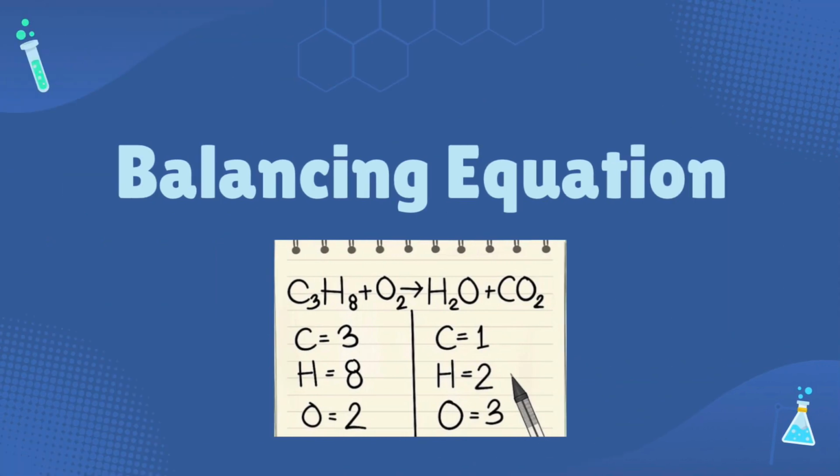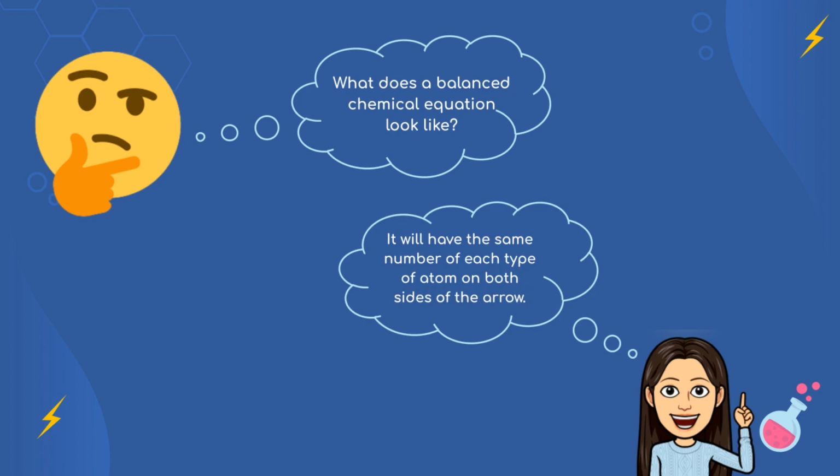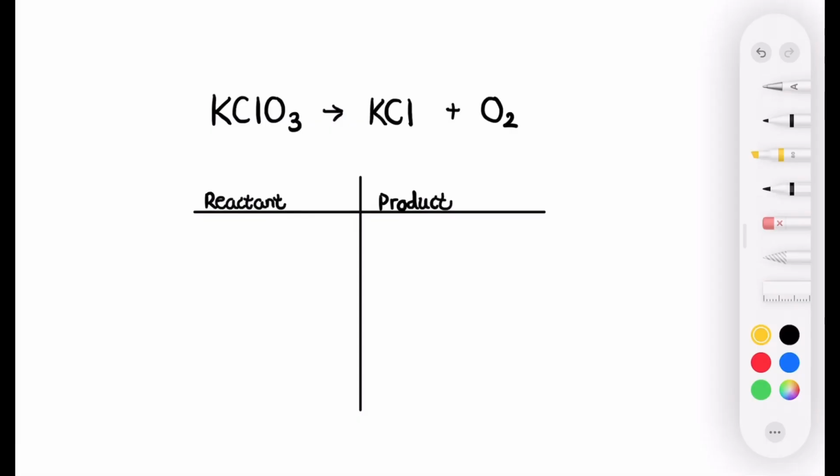Now we know that the total mass of the reactants is always equal to the total mass of the products. We have to make sure that the chemical equation is balanced when we write it. What does a balanced chemical equation look like? Well, it will have the same number of each type of atom on both sides of the arrow. Let's start with an equation.